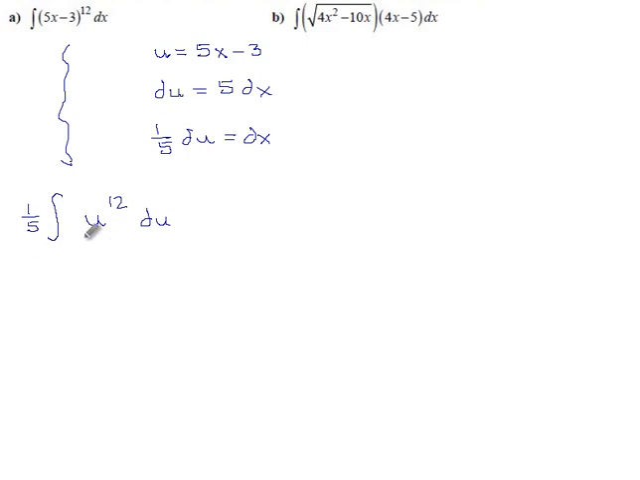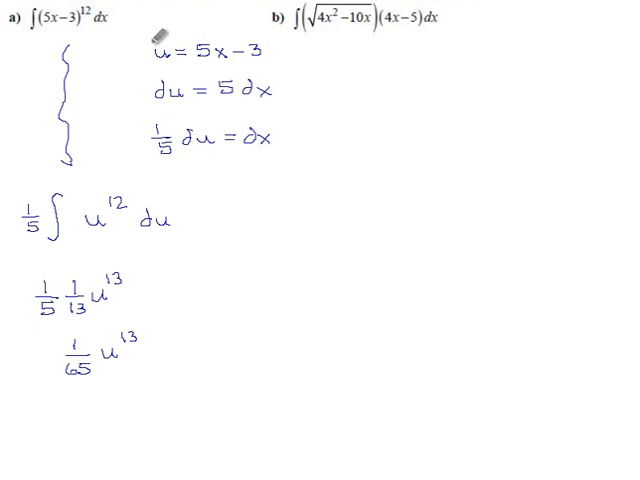Okay, so now this looks like an antiderivative we can do using the power rule. Our 1/5 just sits there waiting. The power of u increases by 1. There it is, 13. And then we divide by the new power. And we can squish these two fractions together to get 1/65 u to the 13th. And there are two reasons why that's not a good finished answer. Do you see what they are?